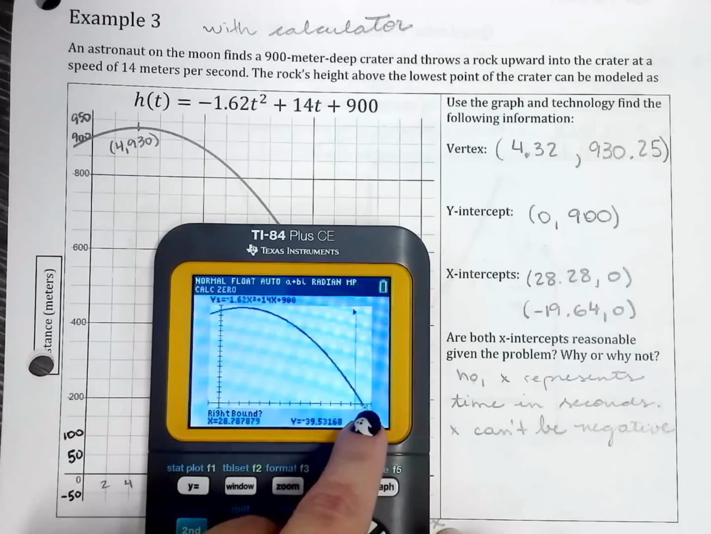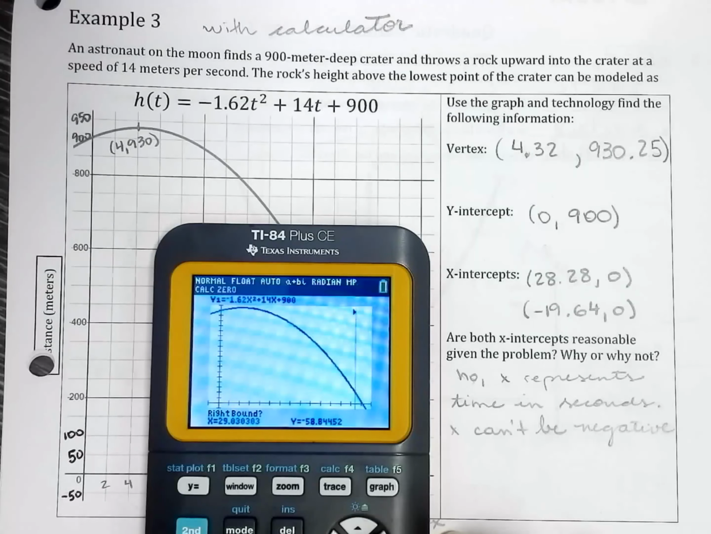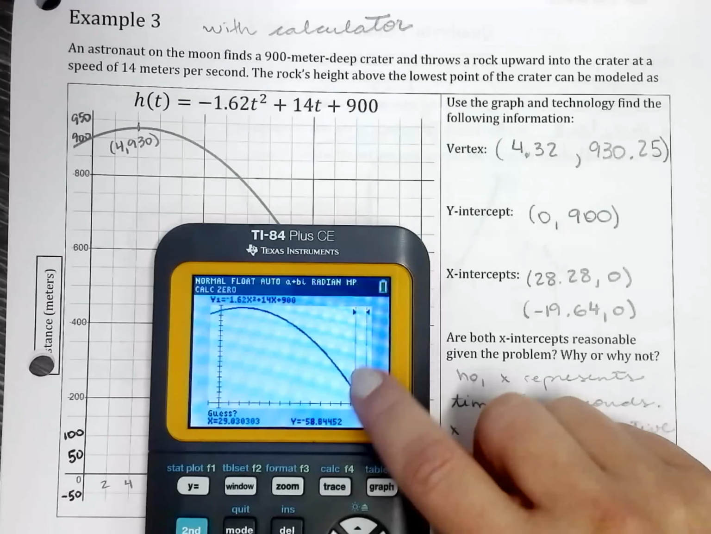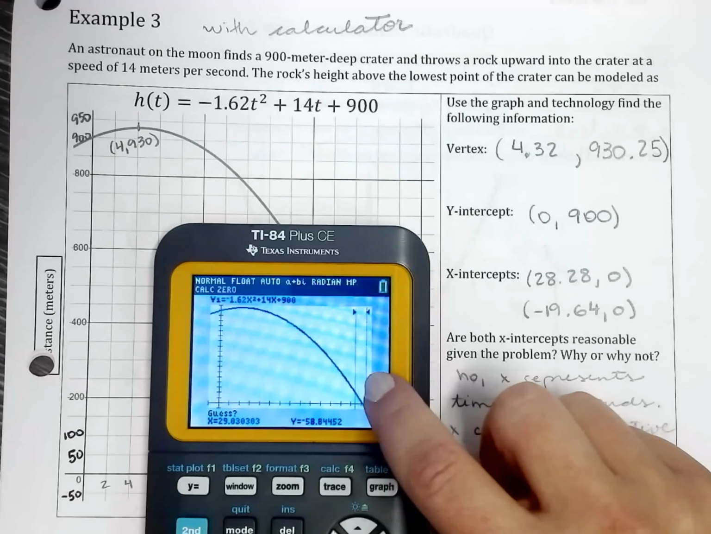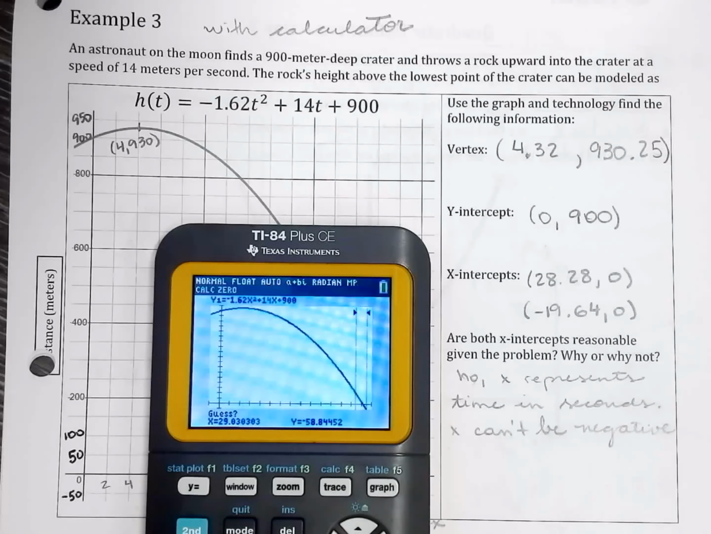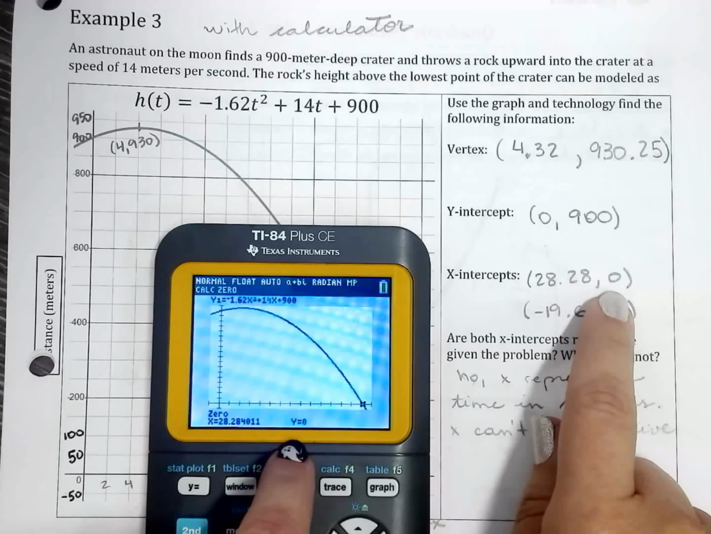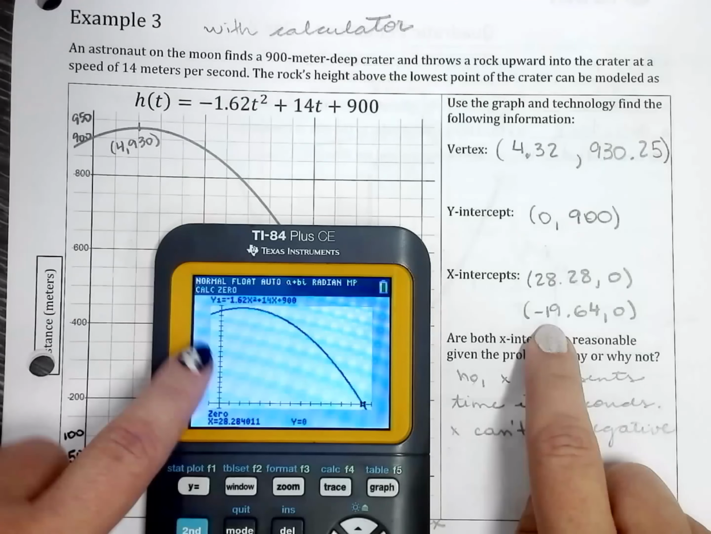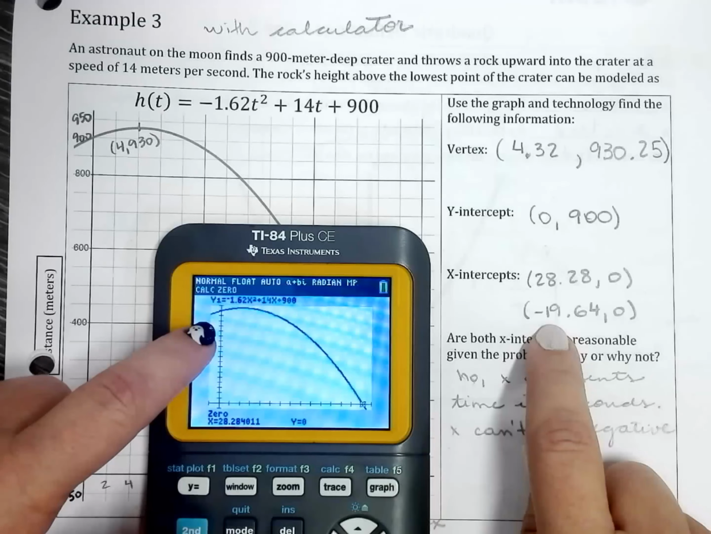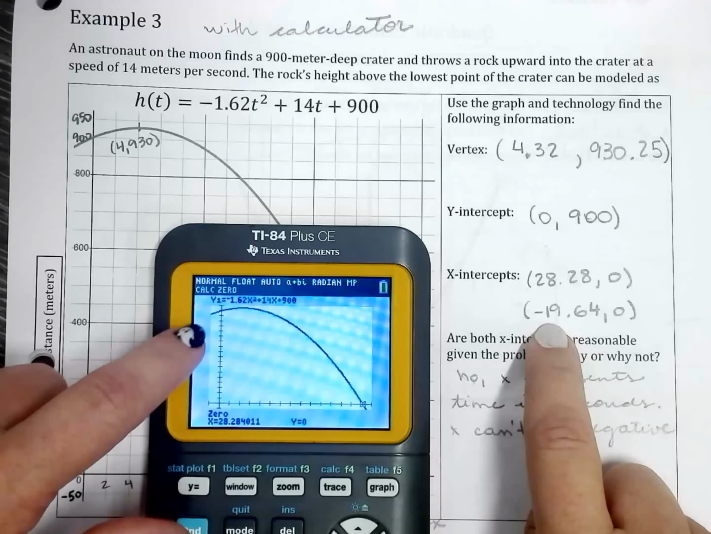Notice that it's right below the x-axis. And then you can see the lines of the boundaries right there. Push enter one more time, and that's your 0 of the function right there. So 28.28 and 0. Now the other one, notice that it's out of the window. You would have to change the window to where you can see the negatives.